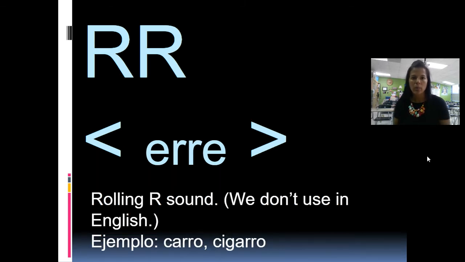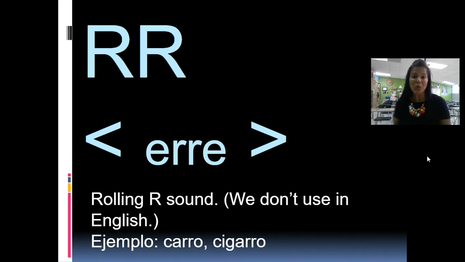All right, double R, the R. This makes a rolling R sound, which we don't have in English. An example is carro, cigarro. So carro means car, cigarro means cigar. So, okay, I'm about to have an awkward conversation about your tongue, but this is the only way I can explain how to roll your R.